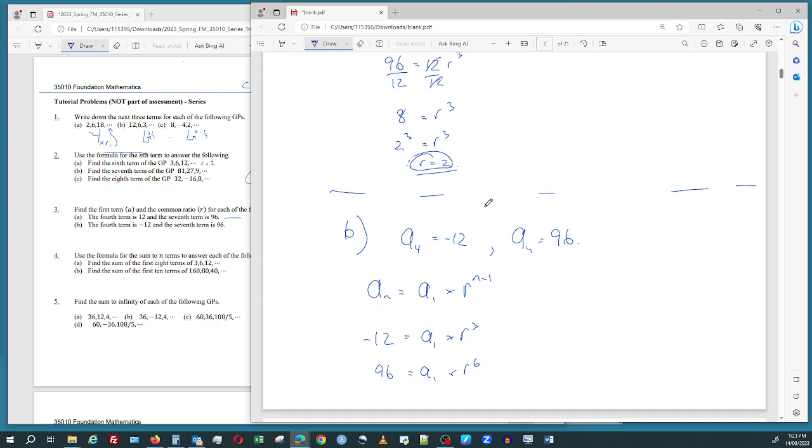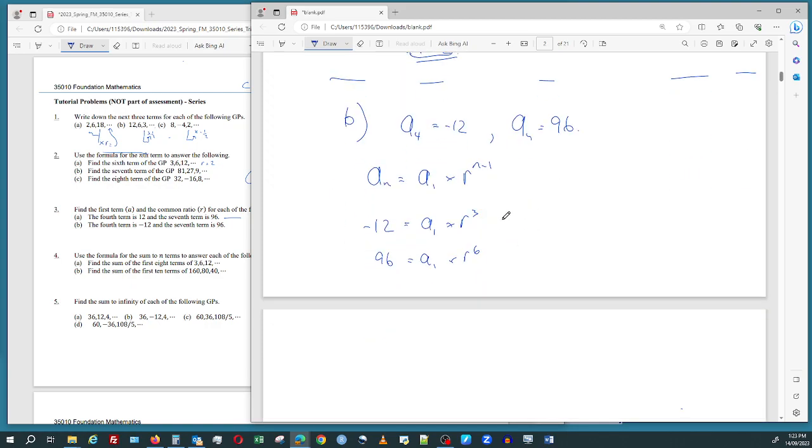So we're going through this whole rigmarole again. So we can take this one off, and we can make A1 the subject. So A1 will equal to minus 12 divided by R3. Then we can pop that one in here. So we can write 96 is equal to minus 12 on R3 times R6.